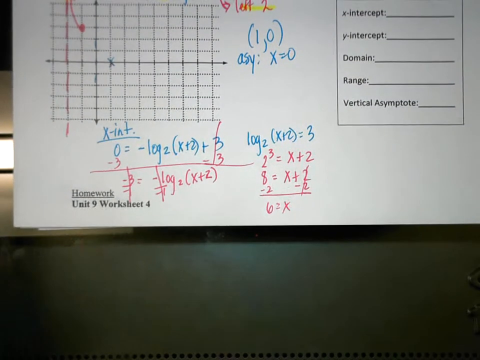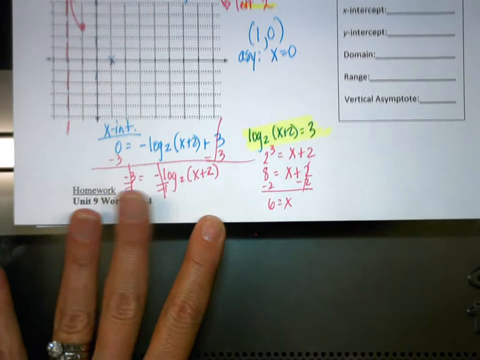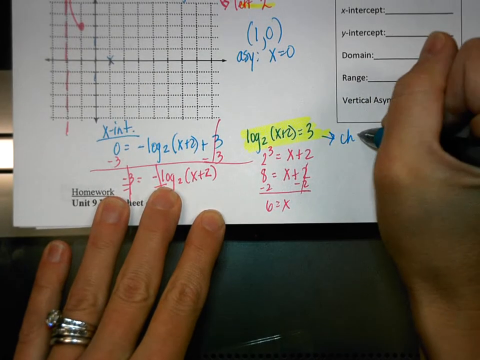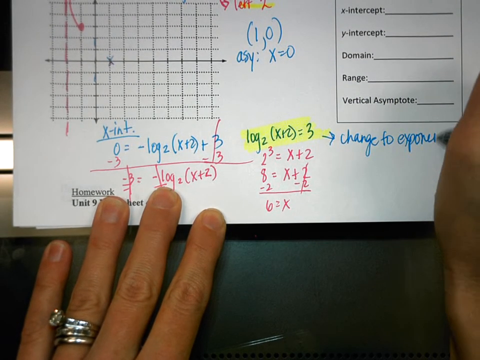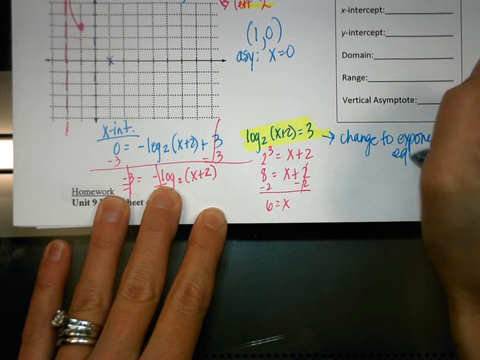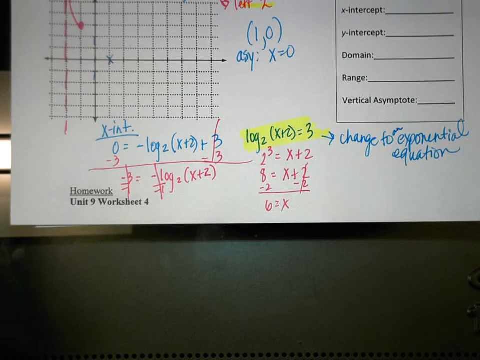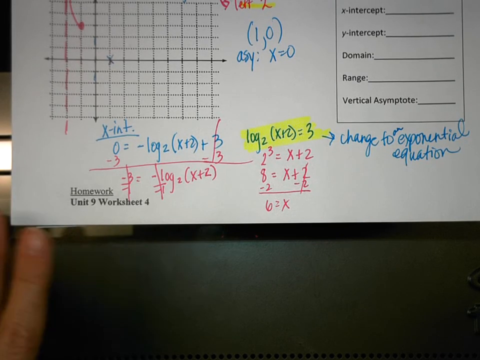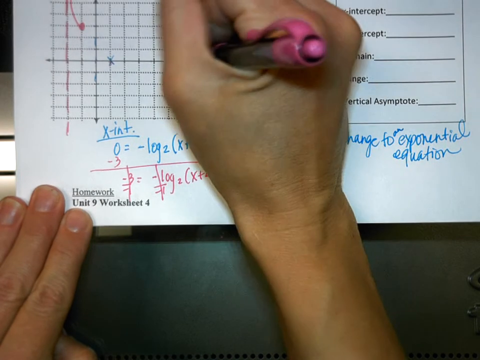Okay, this is the point where a lot of you are getting stuck. So you need to remind yourself that at this point, change to exponential equation. And that is not great English. Change to an exponential equation. Okay. So x equals 6. My x-intercept is at 6. So I'm going to go right 6. 1, 2, 3, 4, 5, 6. There is the x-intercept.